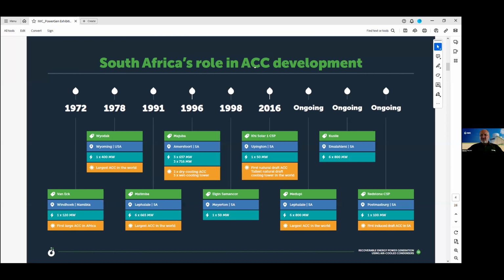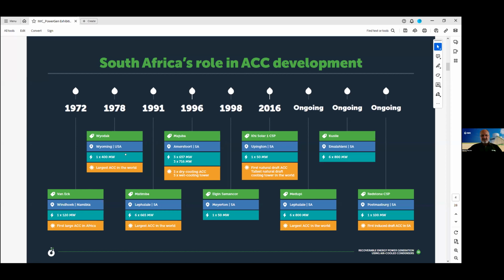But a timeline, just to show how much was done in South Africa over the years. If one looks at 1972, the first plant was built in Namibia, which was for a 120 megawatt steam turbine. And at its time, it was the first large ACC in Africa. Then I put this one in because this was considered the first large air-cooled condenser plant in the world. And that was in 1978.